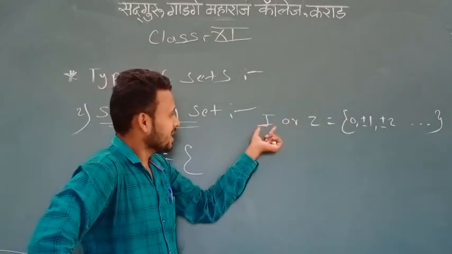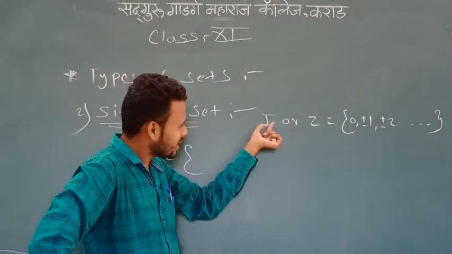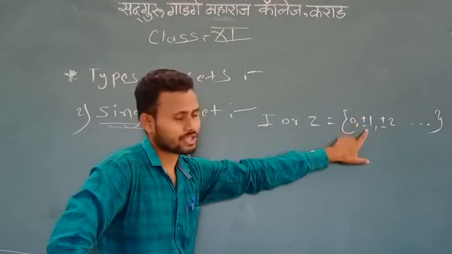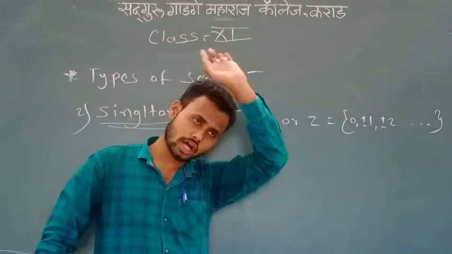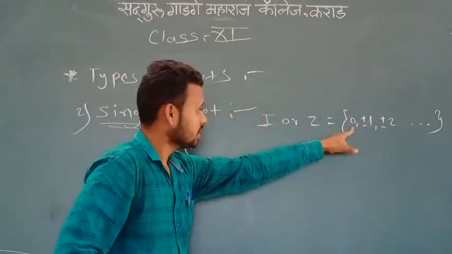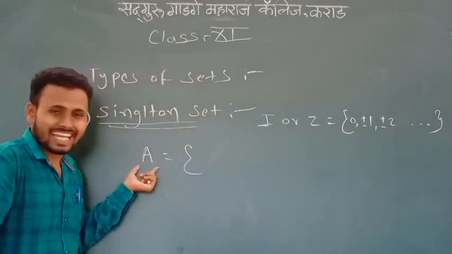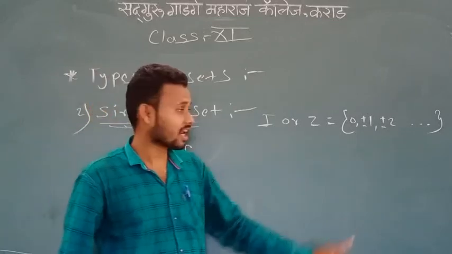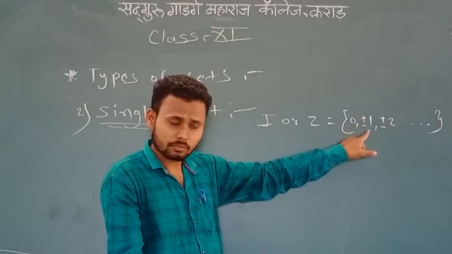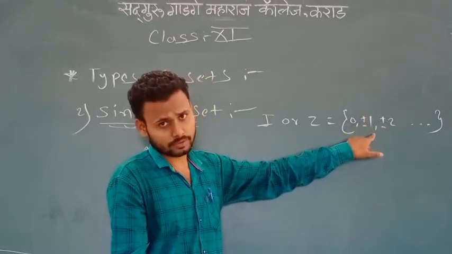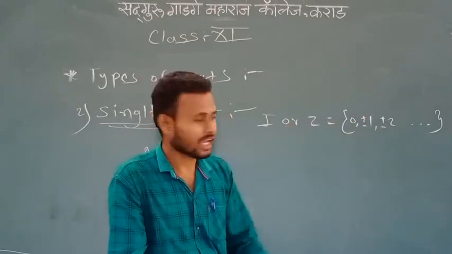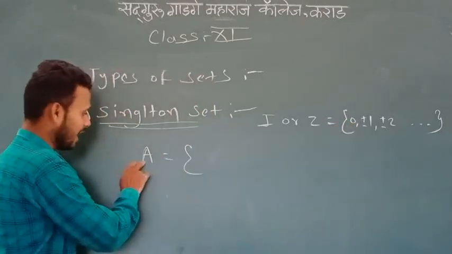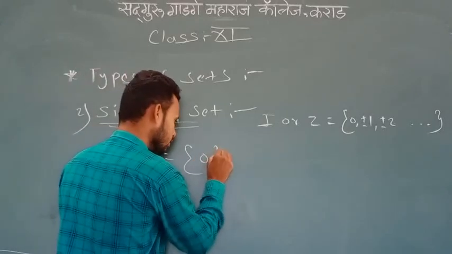The set of integers is denoted by the letter I or Z, and it contains the elements 0, plus or minus 1, plus or minus 2, up to infinity. This is the set of integers. And set A is the set of all integers which are neither positive nor negative. We want neither positive nor negative, and in the set of integers, 0 is the only element that is neither positive nor negative. So A equals the set containing the element 0.